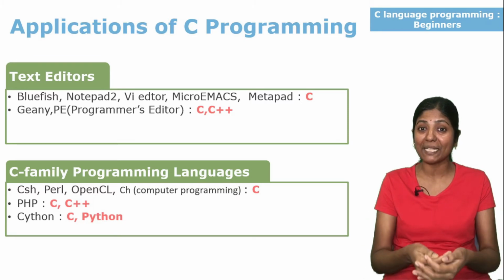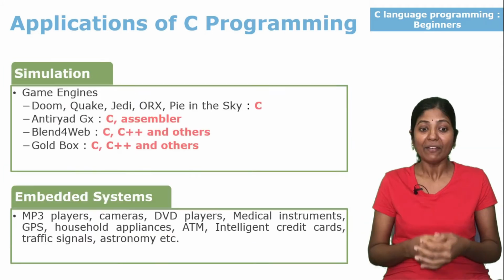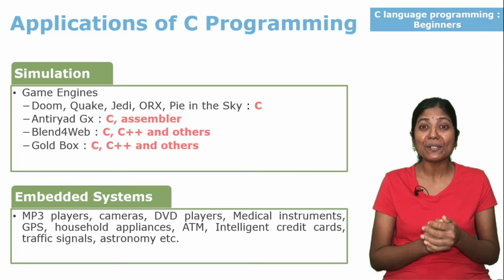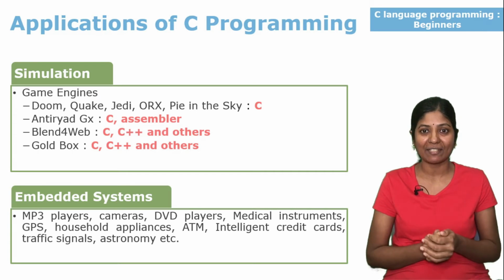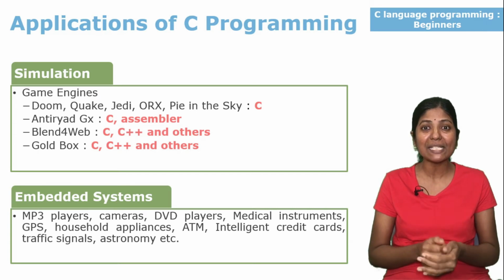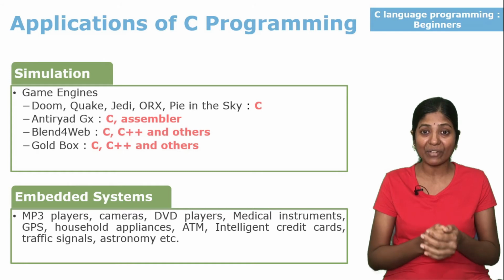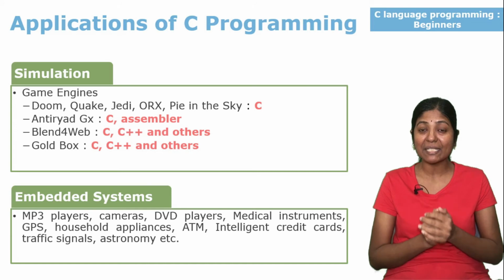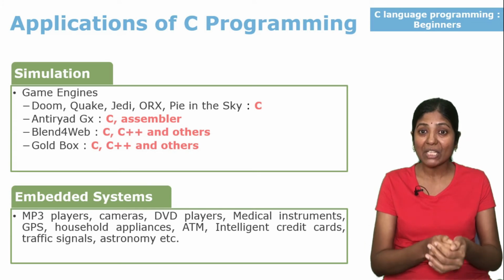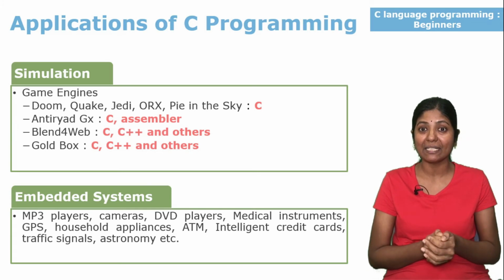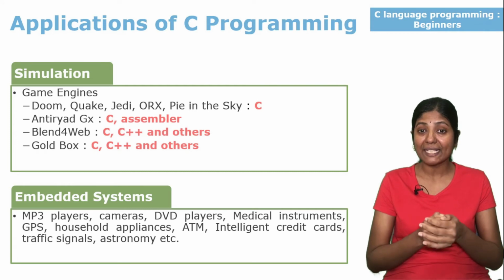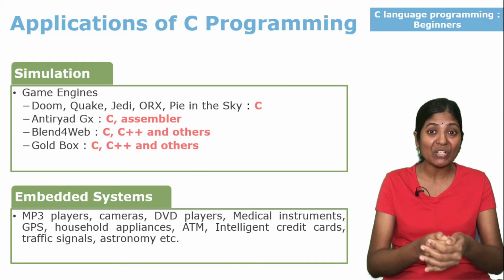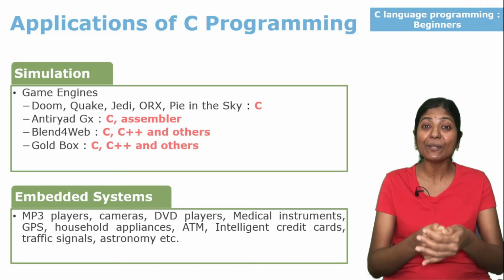Let's see some more applications of C programming, which are simulators. C programming can also be used in simulation. Simulation can be used in many areas like training, education, video games, scientific simulation or simulation of astronomy, and many more. Let's say for example, the gaming developers will use gaming engines to develop video games.